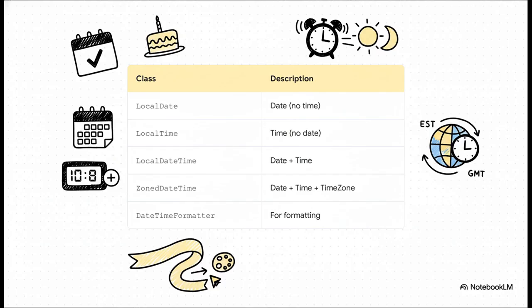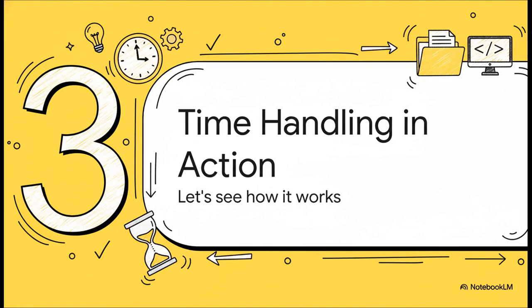Your main players are LocalDate for when you just need a date, like someone's birthday. You've got LocalTime for just a time, like a daily alarm. LocalDateTime puts them both together, perfect for a timestamp in one location. But, and this is crucial, if your app has users all over the world, ZonedDateTime is your best friend. It locks a LocalDateTime to a specific time zone. And to make any of these look pretty, DateTimeFormatter is your go-to thread-safe tool for converting them to and from strings. All right, enough talk.